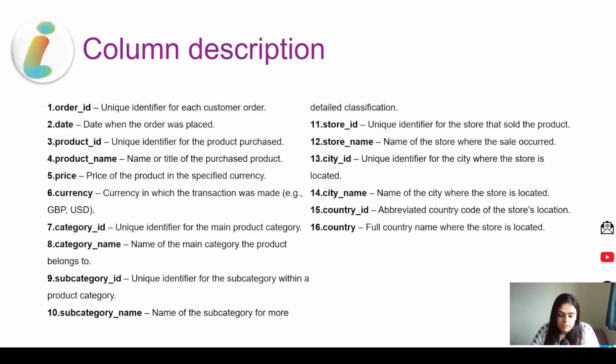This is the column description. You can see that we have order ID, product ID, category ID, subcategory ID, store ID, city ID, and country ID as the primary keys, and then we have other things like product name, category name, store name, etc.